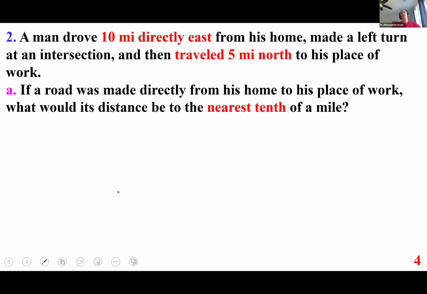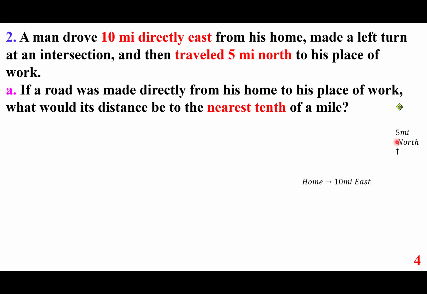All right. Let's look at this example. A man drove 10 miles directly east. So starting from here, we're going to go to the east 10 miles. That means going to the right side. From his home, made a left turn. So as we go this way, left would be this at an intersection, and then traveled 5 miles north to his place of work. So we are going to go 10 miles east, 5 miles north.